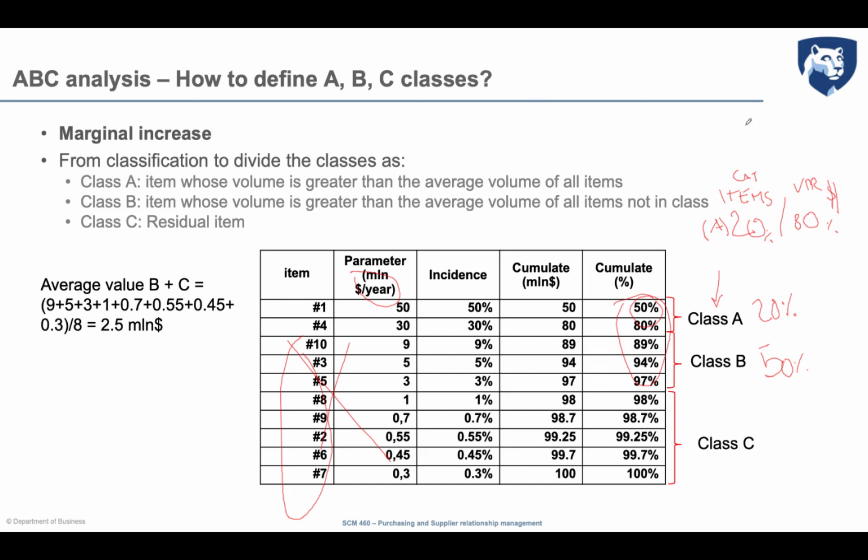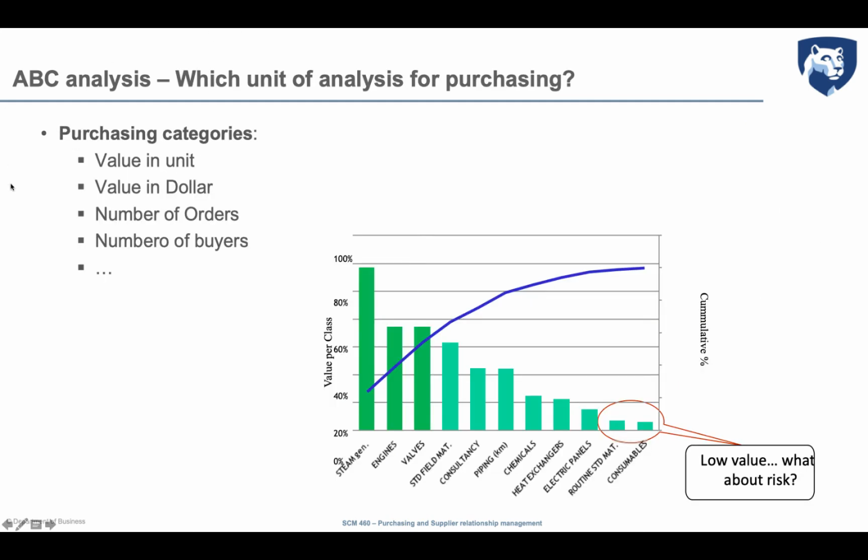So in this case we call this ABC curve a 20-80 curve. So now that this is clear, or at least you have in mind what it means to make an ABC analysis, we'll see this applied to the Crown insurance case. In the Crown insurance case, we will see that the ABC analysis can be made using the categories as unit of analysis.